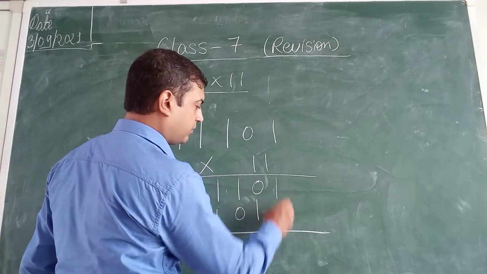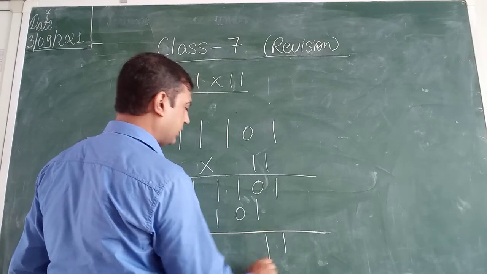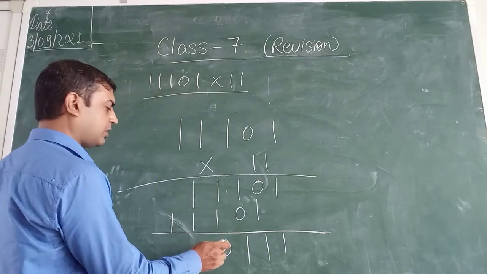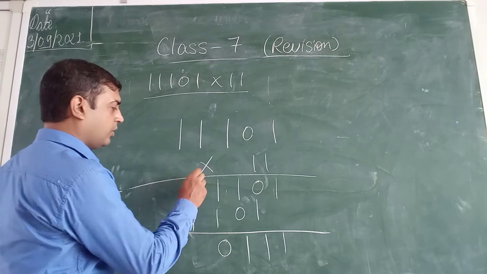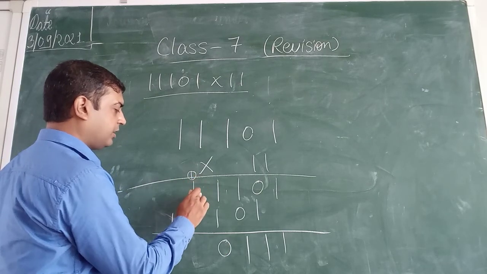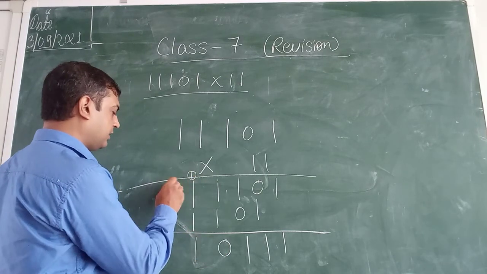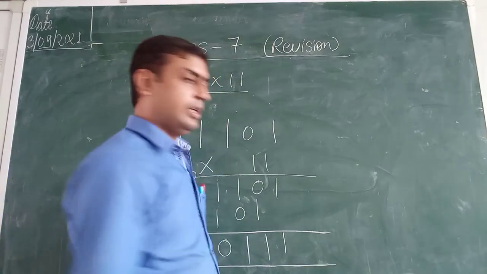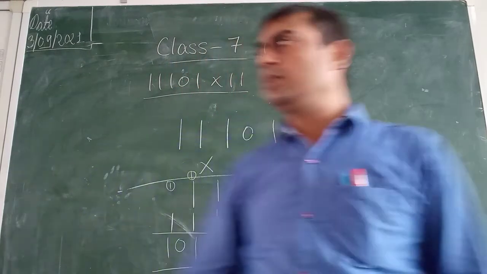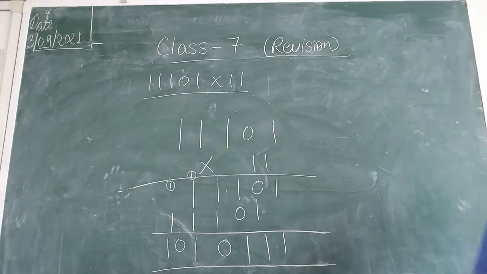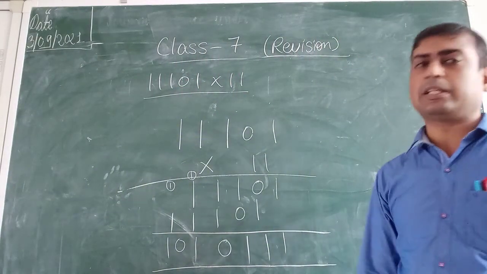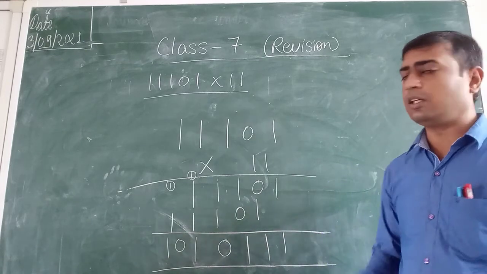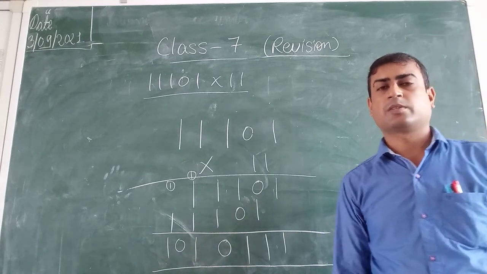Now you have to add 1 1 1 1 and 1 and 1 is 10, 0 1 1 and 1 and 1 is 10, and 1 1 1 and 1 and 1. After multiplication you will follow the same rule as we are following in decimal. After multiplication you have to add the numbers so that it can give you the proper answer.